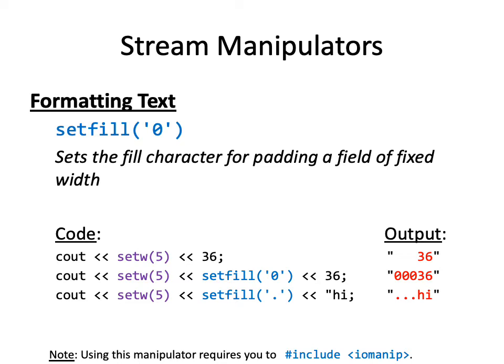So here we still set W, we want 5 characters output in the next operation. SetFill is not an output operation, it's an output manipulator, so it doesn't count for the next operation that setWidth has to do. But SetFill will then fill it up with periods.